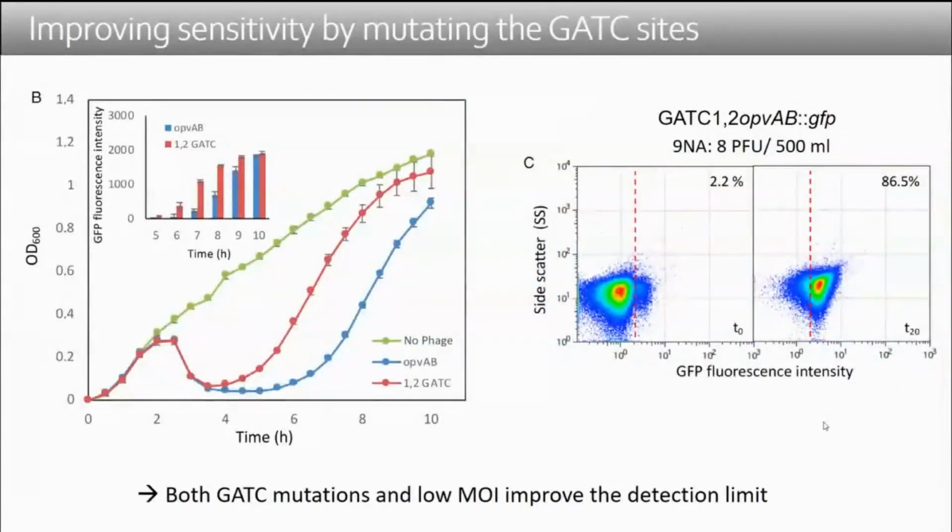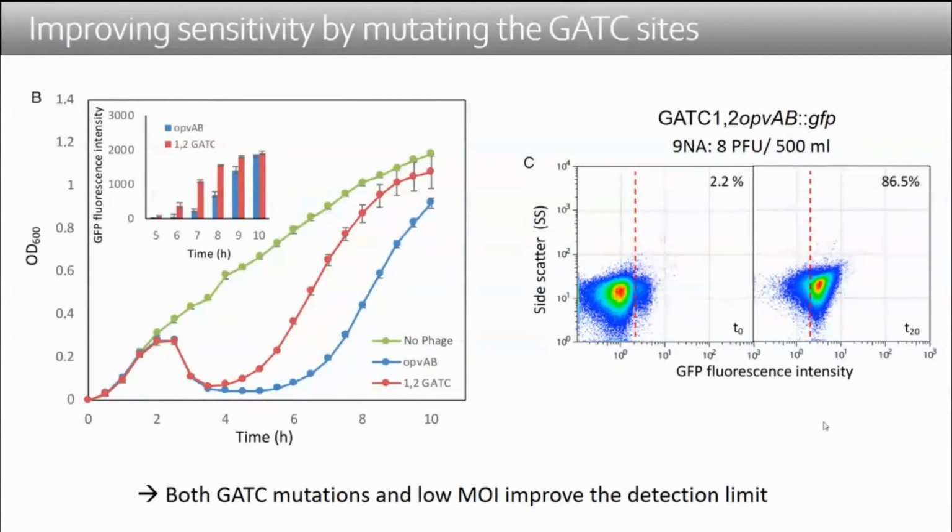So the next step was to improve the sensitivity. And because of the properties of the OpvAB operon expression, he knew that by mutating the GATC site, he could improve the expression of the GFP fused to the promoter. So in that case, he also showed that if you lower the number of phage at the beginning of the infection, in fact, the amplitude of the detection was even more important.